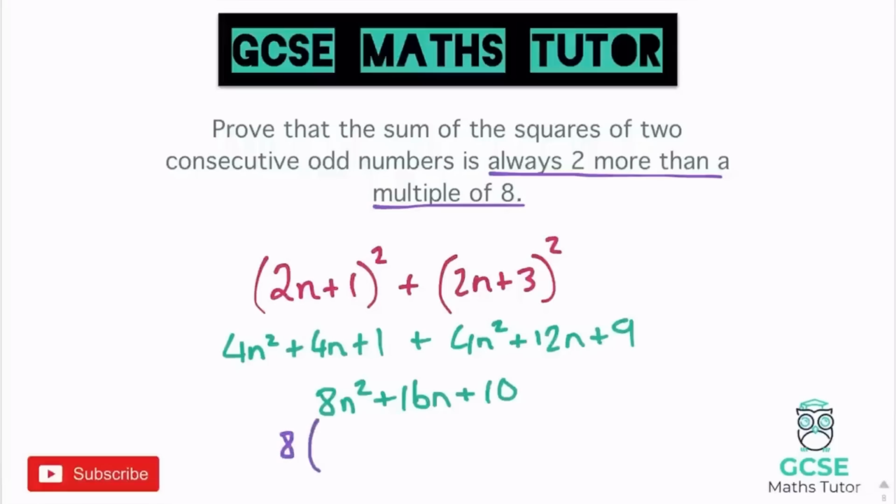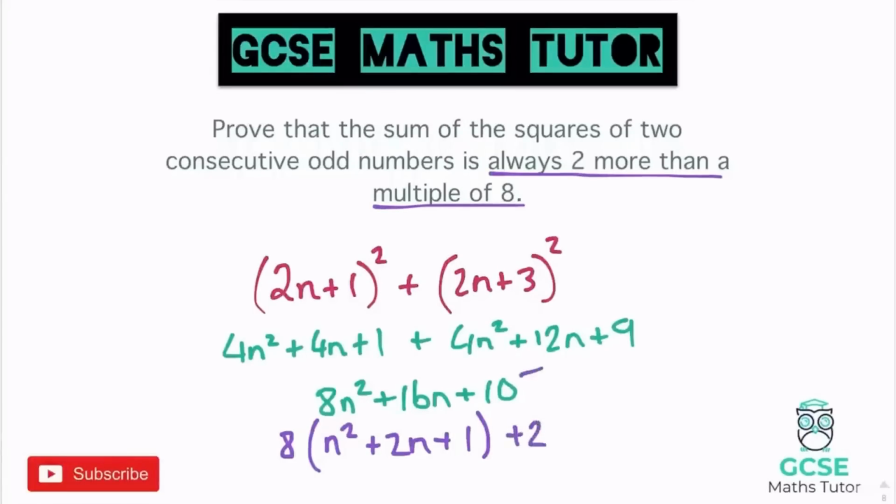So if we factorise it by 8, 8n squared divided by 8 is n squared. 16n divided by 8 is 2n, that's fine, we can do that. But then 10 doesn't divide by 8 perfectly. But if we think back to some division that we do when we use remainders, what the remainder would be when we divide it by 8, we would get 8 fits in once up to 8, and there's a remainder of 2. And if there's a remainder of 2, I can close the bracket, finish my factorising, and leave my little remainder of 2 at the end there.